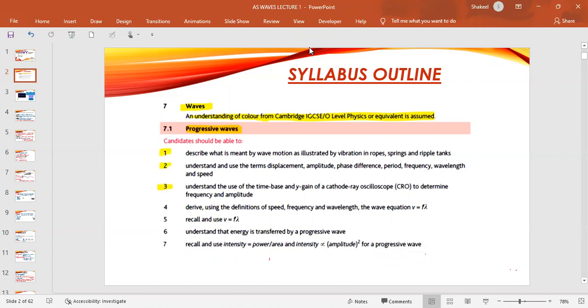In the progressive wave, we have to look upon their basic features in number 1 and 2. Number 3, we have to look upon the CRO oscilloscope to determine the frequency and amplitude of the waves. And then we have to derive v equals f lambda in 4. Then we have to use it in equations. Then we have to understand that energy is transferred by the progressive wave. And then in the 7th, the most important thing, we have to recall intensity, its equation and its factors.